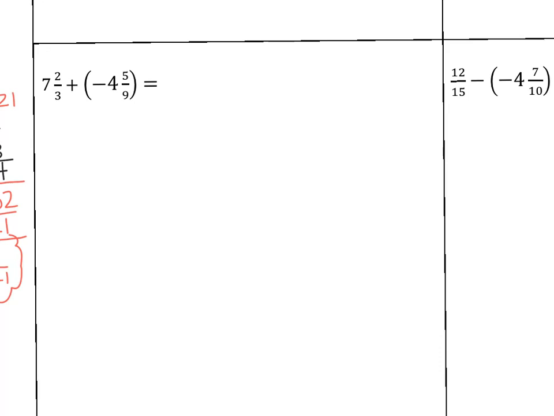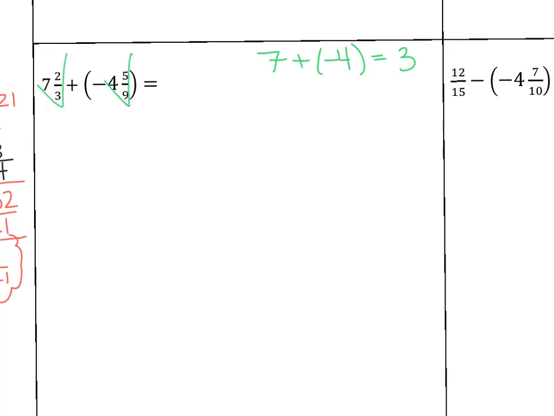Again, we're going to use that estimation piece. So that would be, if I didn't have my fractions, I would have 7 plus -4. Hopefully by now we would recognize those are different signs, so I would actually subtract them, giving me a +3 as my answer. So my answer should be positive, and it should be somewhere around 3. Let's go ahead and do our improper fractions.